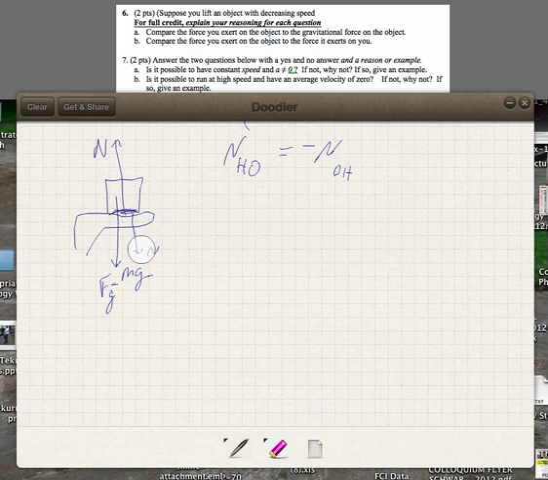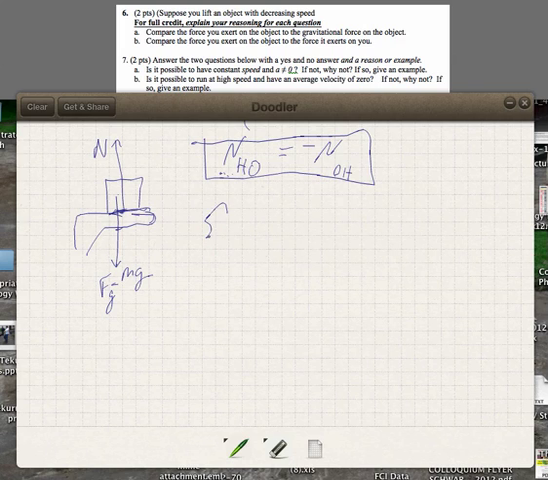Okay, so let's erase this one for now, because that is on the hand. And let's just look at the forces on the object. So we've solved the second one already, B. But compare the force you exert on the object to the gravitational force on the object. And we recognize these are not equal and opposite pairs like these are here. These are two different forces acting on the same object, and they can be controlled differently.